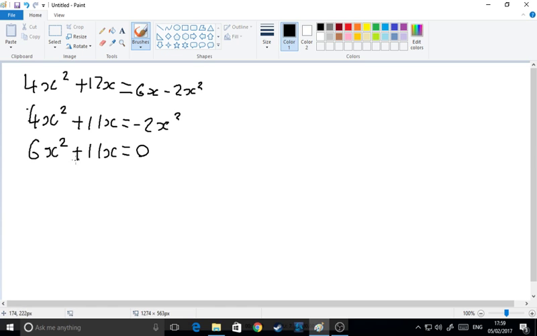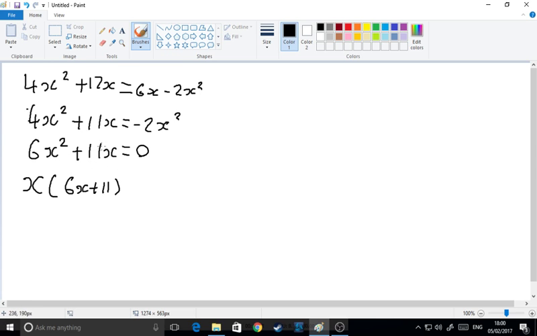Now this is a type of factorization which isn't double bracket. This is one where we find a common factor. As we see here, the common factor in these two is x. So we can take x out, and now we're left with 6x plus 11. Seen how that was done? I saw a common factor in the terms and I took it out.